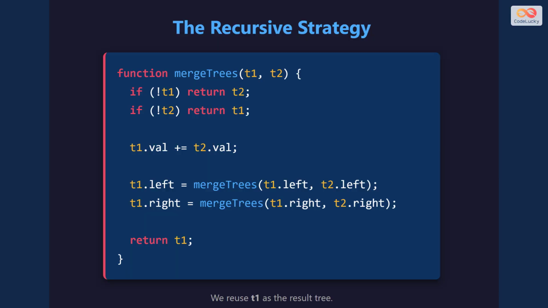The best way to solve this is using recursion. We write a function that takes two nodes. If one node is missing, we simply return the other. If both exist, we create a node with the sum of their values, then recursively call the same function for the left and right children.